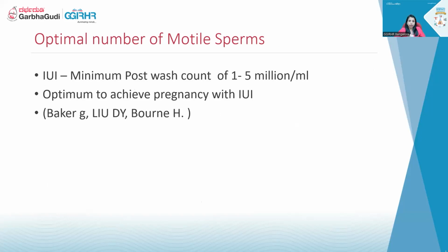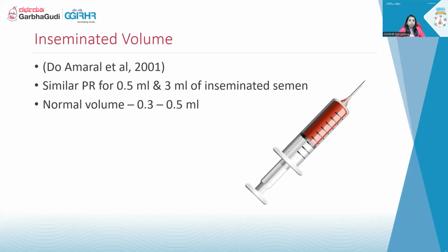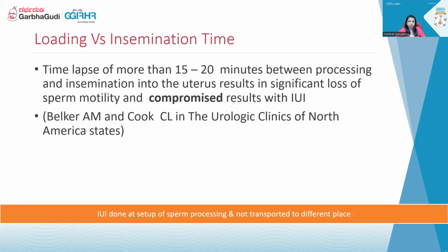It is somewhere between 1 to 5 million. The higher the count, the better the success rates. And how much should be the inseminated volume? We know that uterine capacity is about 0.3 to 0.5 ml, and you should take an active concentrate of 0.3 to 0.5 ml of the sperm concentrate into the sperm wash media and inject it into the upper uterine cavity.